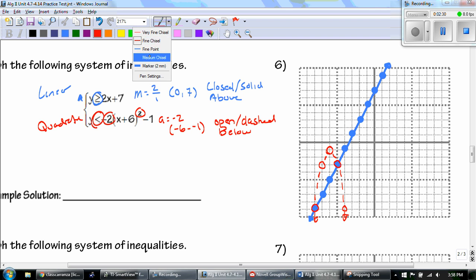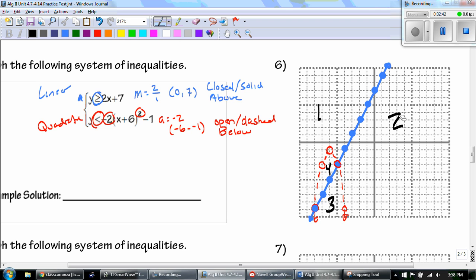Now, looking at the different sections, I have section 1, section 2, section 3, and section 4. I need to be above the blue. Above the blue means I get rid of 2 and I get rid of 3, but I need to be below red. So I only get to color in this little bitty section right here.